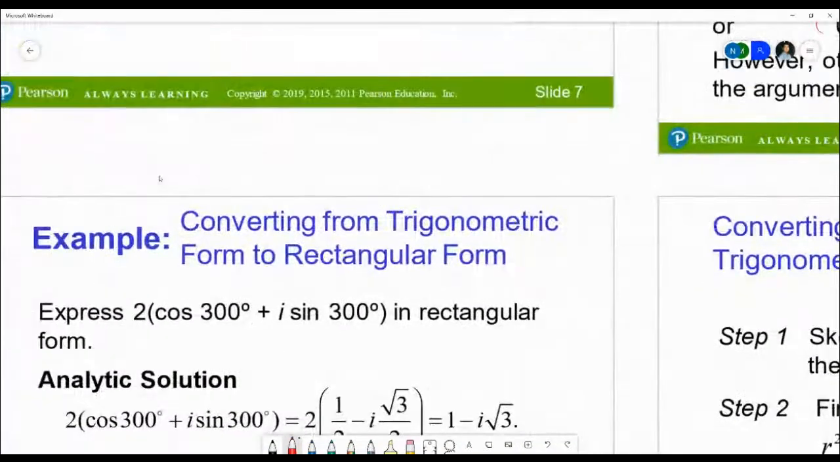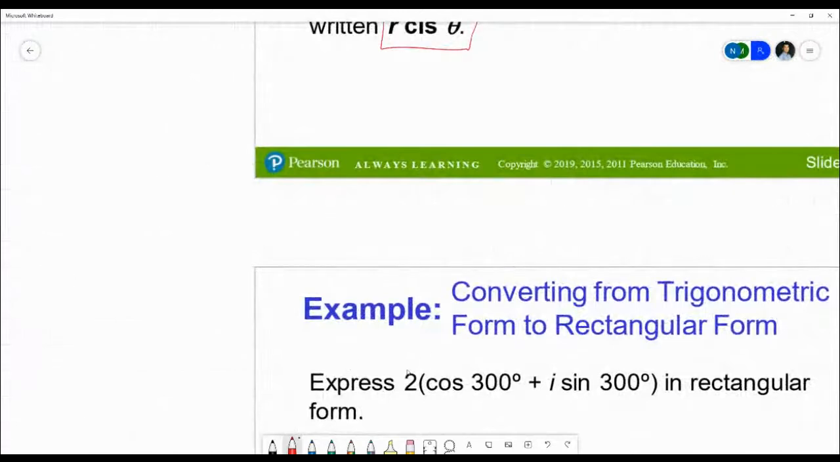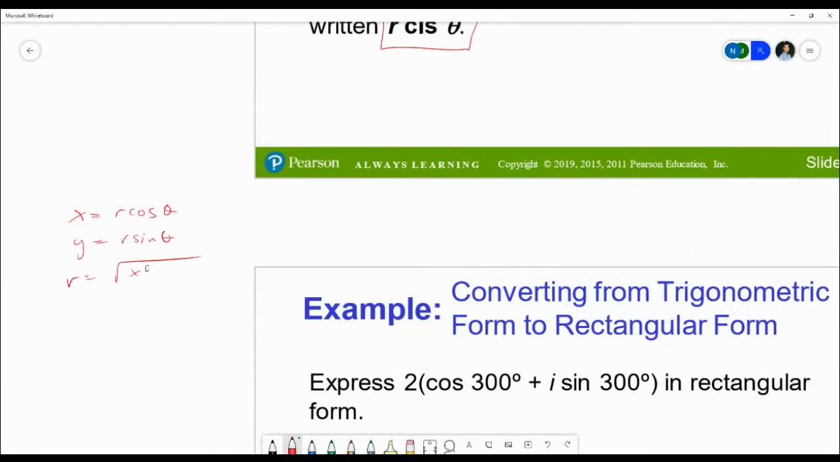Okay, so now we're going to be able to convert from one form to another. So here we have trig form. We need to convert it back to rectangular form. So remember the identities that we have. x equals r cosine theta. y equals r sine theta. r equals the square root of x squared plus y squared. And tangent of theta equals y over x. So we're going to use one or more of these in order to express this.